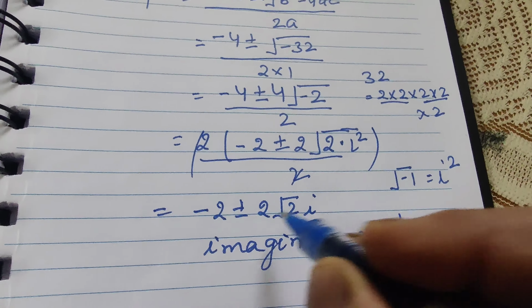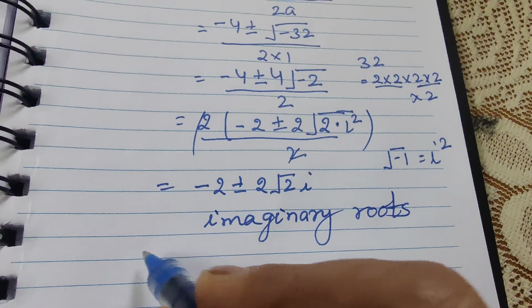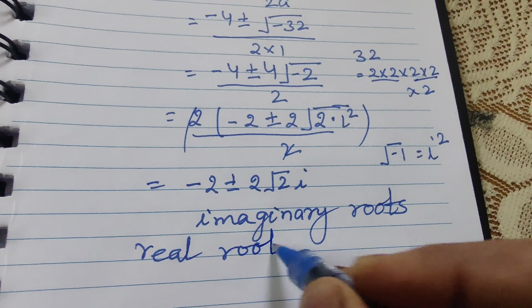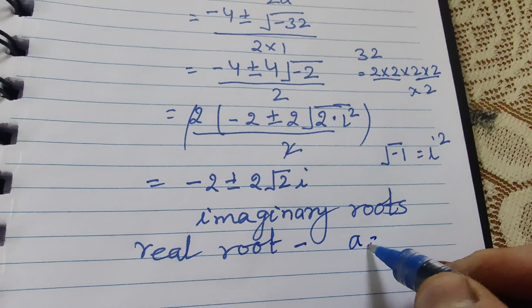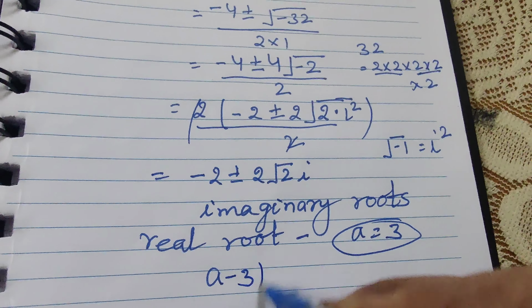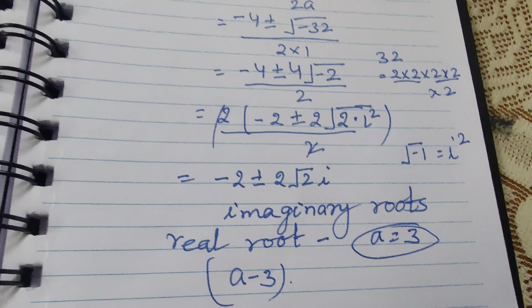These two are imaginary. So the only real root is a equal to 3. The real root is a equal to 3. A minus 3 is a real factor. Okay, the value of a is 3.